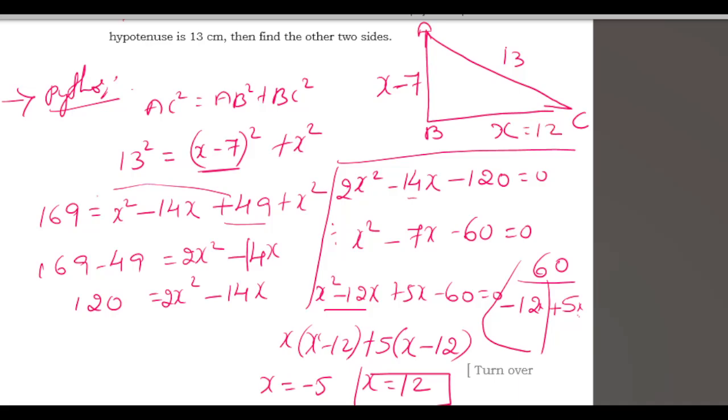Therefore the base will be 12. So 12 minus 7 will be 5. So the altitude is 5, the base is 12 and the hypotenuse is 13. I think you understand this concept.